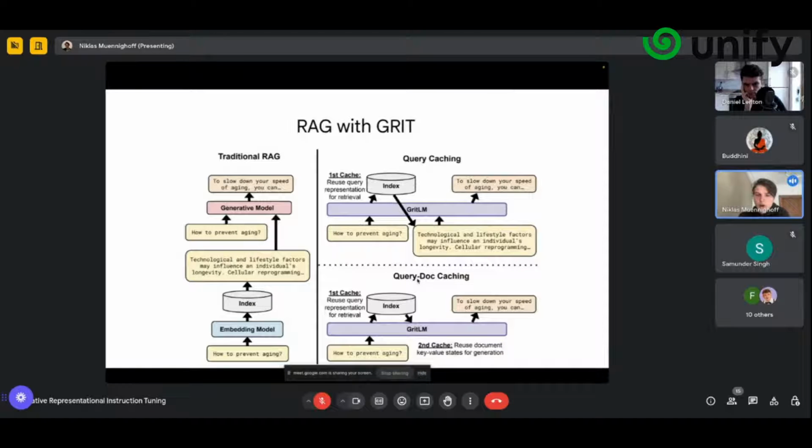And query doc just means that in the prompt, so we also distinguish between query doc and doc query, and the difference between query doc and doc query is just the position of the text in the prompt. So query doc means we feed the query first in the prompt, and doc query means that the doc comes first. So when we generate later, we need to concatenate these two caches, and either we put the query first or the document.